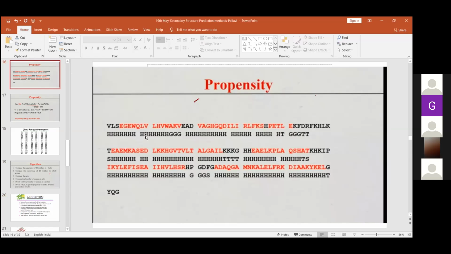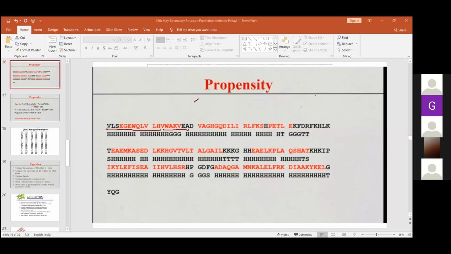After calculating the propensity value of each amino acid, I will take a window size of 6. You need to remember here that when I talk about the GOR algorithm, there the window size is 17. In Chow-Fasman, I am going to take a window size of 6. What do I mean by 6? जब मैं start करूंगी, तो let us say I will start with these first 6. VLS, EGE. Then I will again go to the next 6. Then I will go to the next 6. I will keep on seeing.